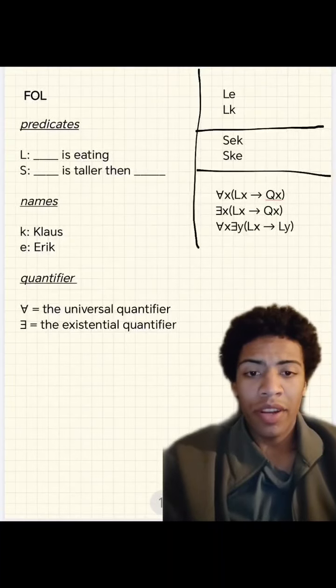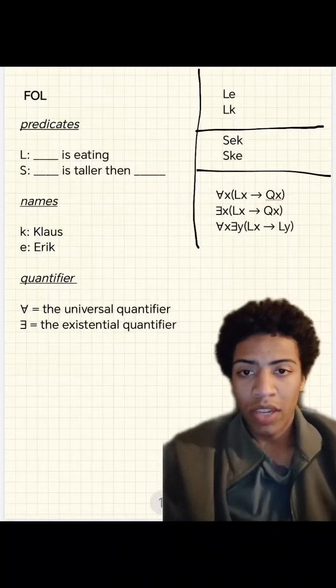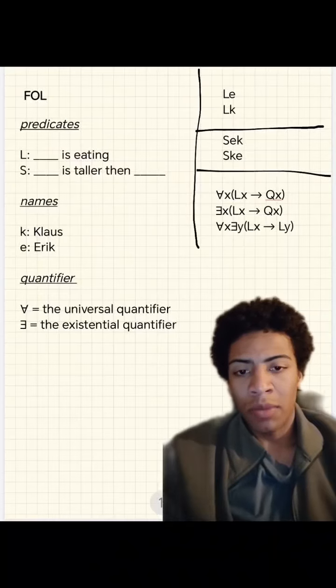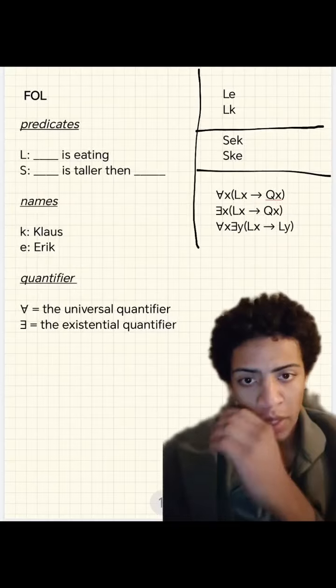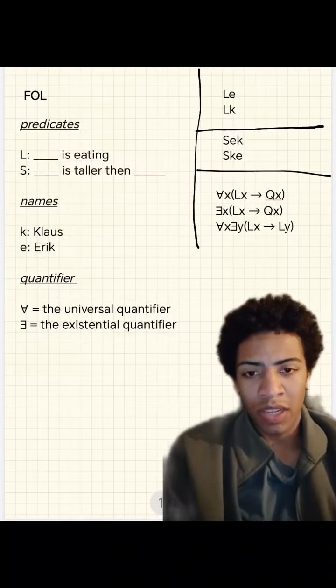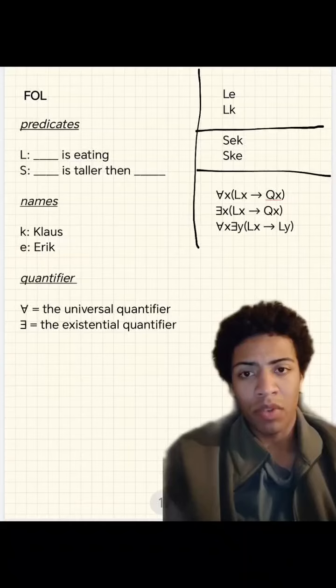First of all, FOL is basically just the next step in logic using predicates, which are basically atomic sentences, but with a part of the sentence being a variable, so you have to put in a certain input, and then names, for example.